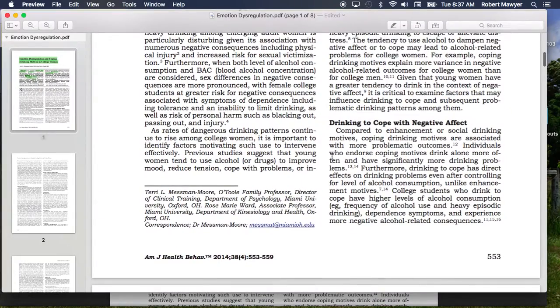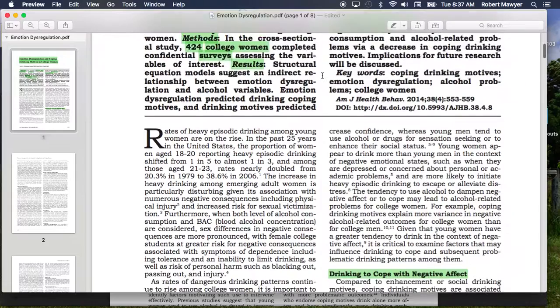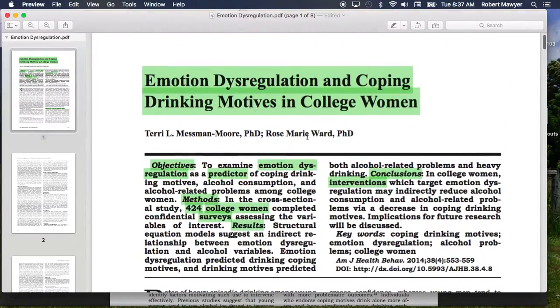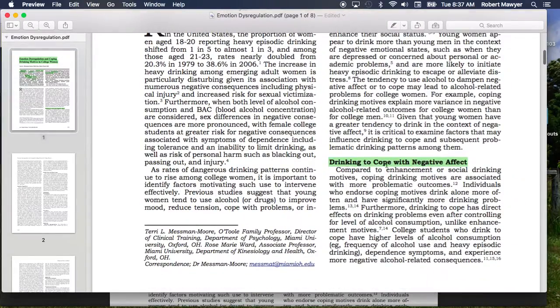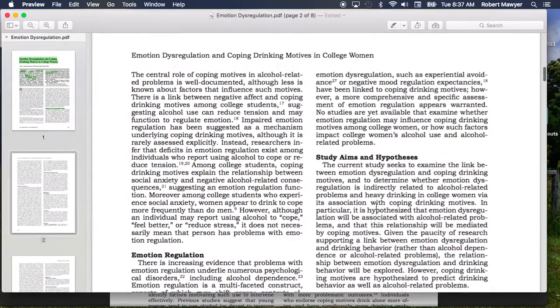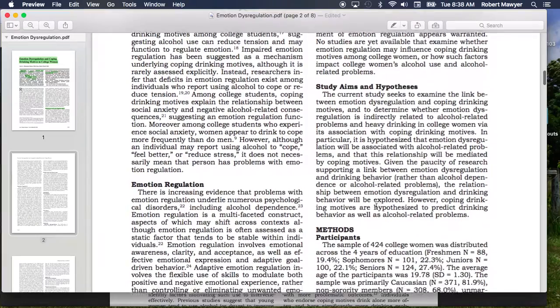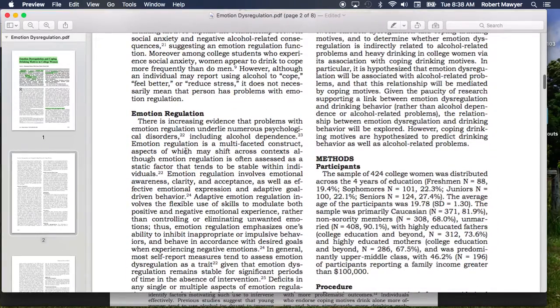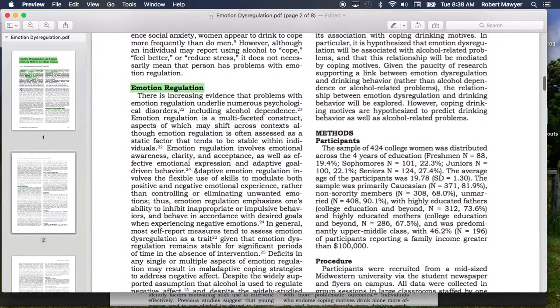So I see a section called Drinking to Cope with Negative Affect. Okay, well, maybe reading that section will help me know more about coping drinking motives. It's clearly going to be in there somewhere, drinking to cope. But I'm scrolling down because I'm looking for emotion dysregulation, and here's a section that begins Emotion Regulation. All right, so I know it's going to be in here somewhere, and I'm just scanning.